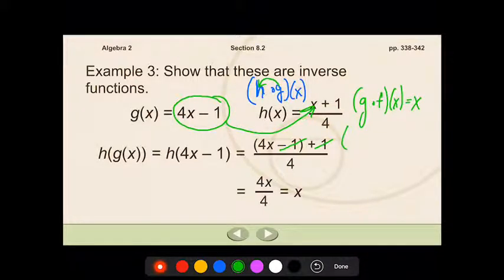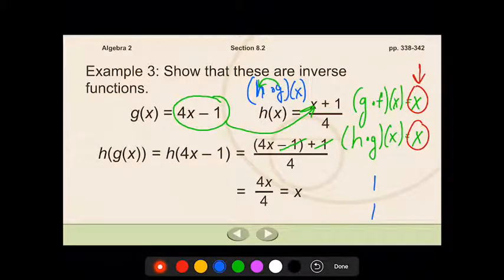And we just showed that h of g of x equaled x. Since they both equal x, we know that the functions are inverses of each other. Now guys, listen very carefully. If you go through this process and you don't get x, you get something else, maybe you do the work and you get 1 and 1, that is not an inverse function. They have to be equal to x, both of them.